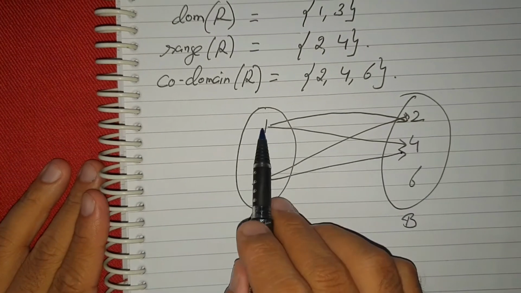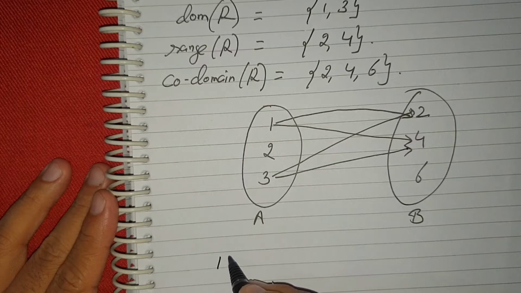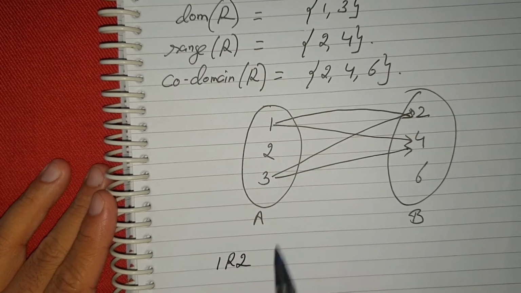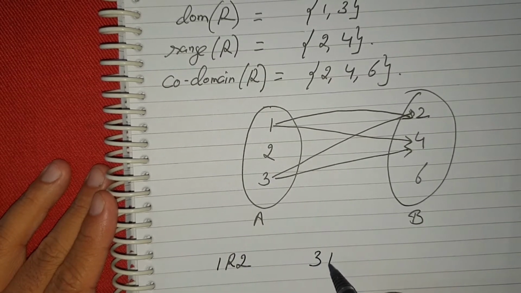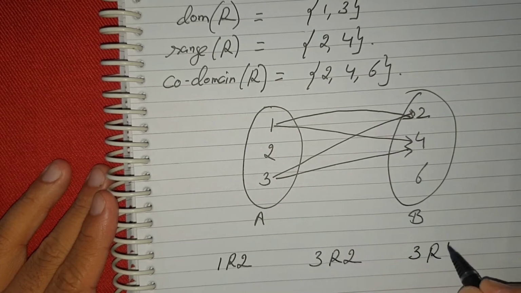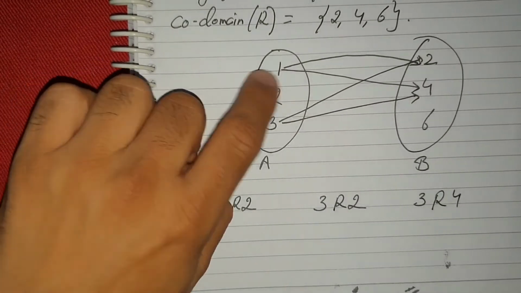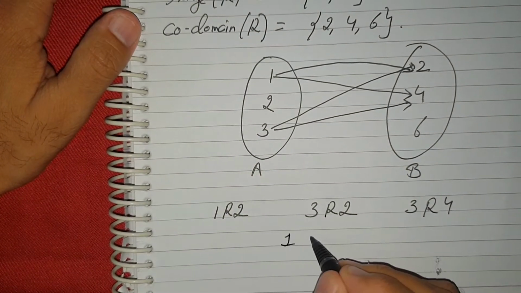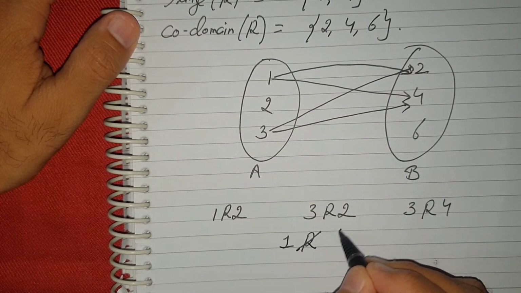Now, we know that 1 is related to 2. Similarly, 3 is related to 2, and 3 is related to 4. Now 1 is not related to 6. Just a way of writing 1 is not related to 6.